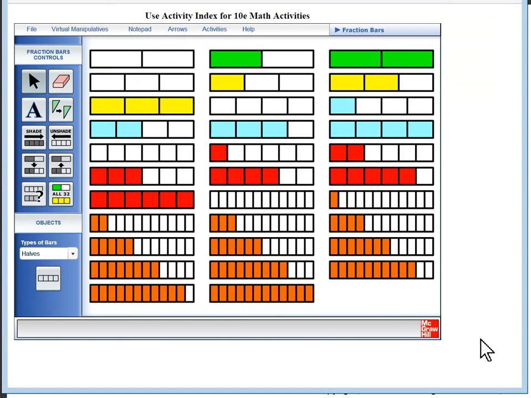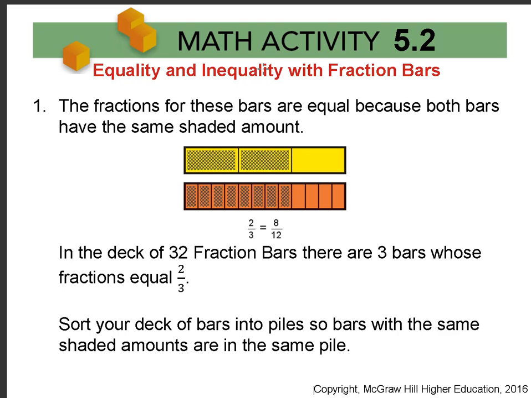In your deck of fraction bars, there are 32 bars, and we ask you in number 1 to sort these into equivalent fraction piles. So for example, I can match these two bars, they have the same shading. Once you've sorted the bars, write which fractions you are representing.